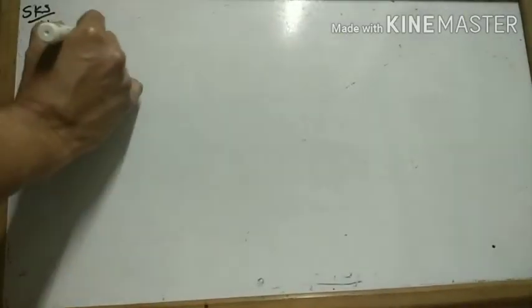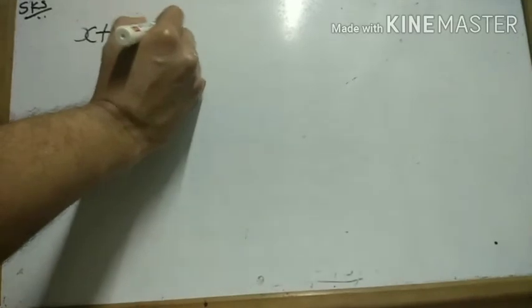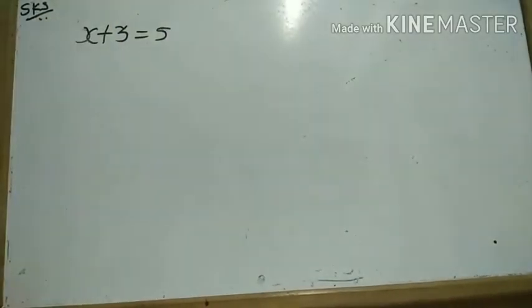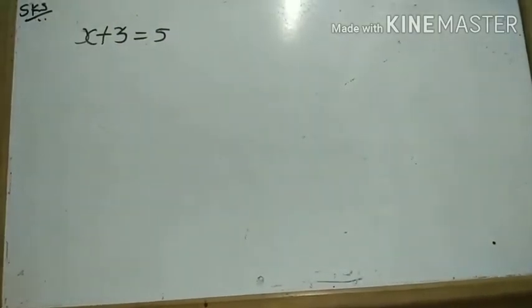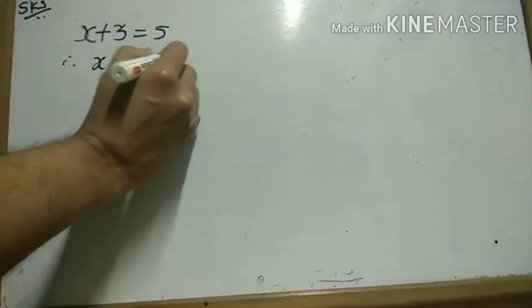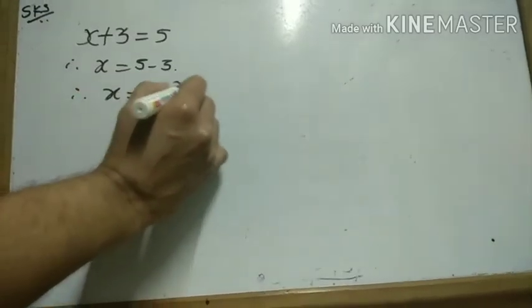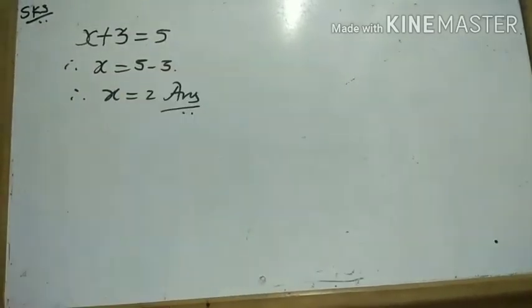Hello friends, I am writing an equation on the board, x plus 3 equal to 5, and if I ask you to solve this, you will say, sir, it's very simple. x is equal to 5 minus 3, x is equal to 2, this is your answer. You are absolutely right if you think along these lines.